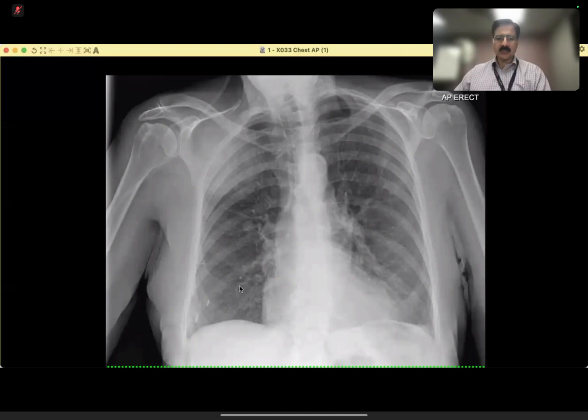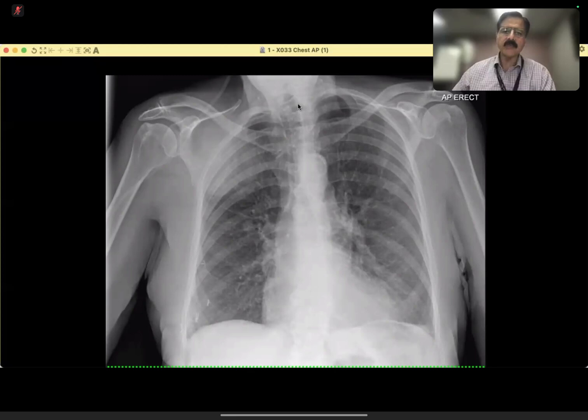The story is that you can see metallic clips here, and these metallic clips tell you that something has happened. Definitely, it's not a complete mastectomy. Maybe a partial mastectomy has been done. But these metal clips are the key. Now, there is an opacity here, and this opacity is destroying the first rib. Definitely.